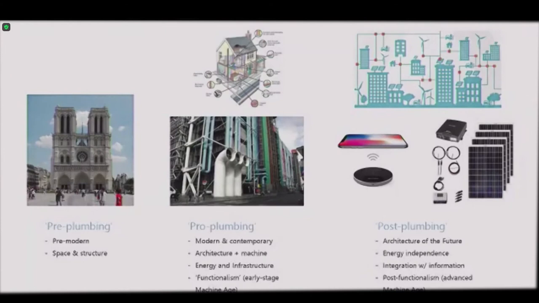But the whole thing started to change sometime around the 19th century and early 20th century, because architecture started to be integrated with the machine age. And this is the era that I call pro-plumbing, because it loves plumbing, it loves machines. It wants to be incorporated with machines. And we are still living in that historical era, in my opinion. So this refers to modern and contemporary architecture in general. It's about the combination of architecture and machine.